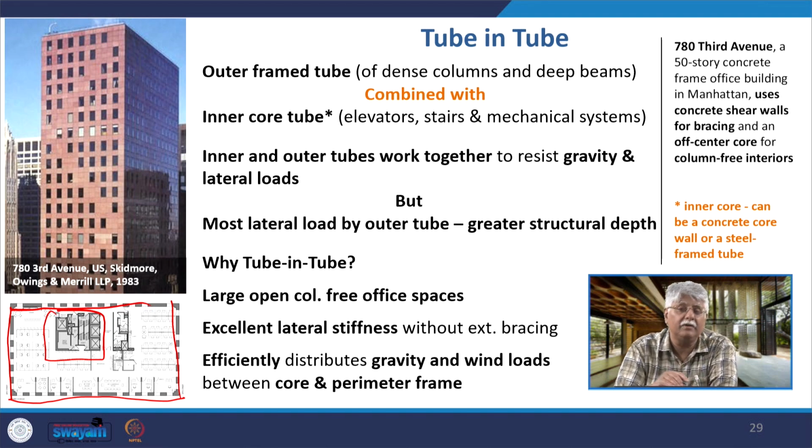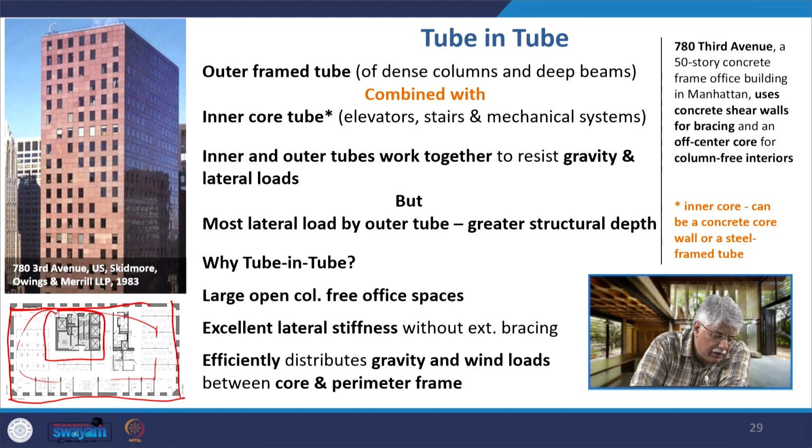The inner and outer tubes work together to resist gravity and lateral or wind loads. But most lateral loads are borne by the outer tube because it has greater structural depth. But why tube in tube? See, large open column-free space in the office is provided. As you can see, there is no column in between. There is excellent lateral stiffness without the external bracing. It efficiently distributes gravity and wind loads between core and perimeter frame.